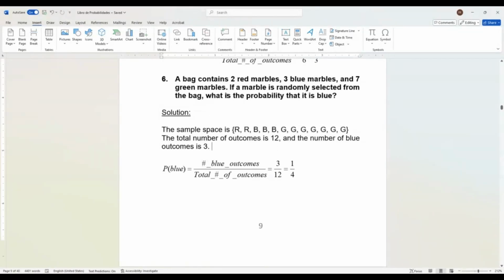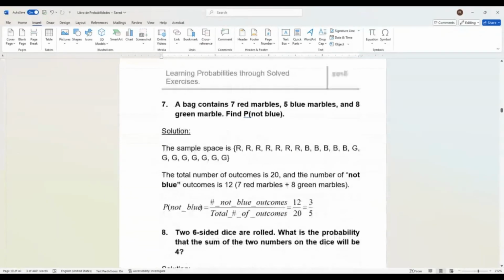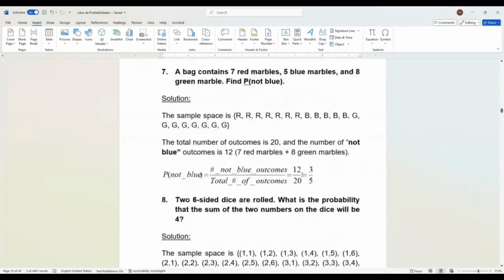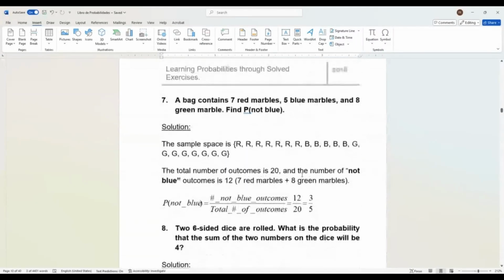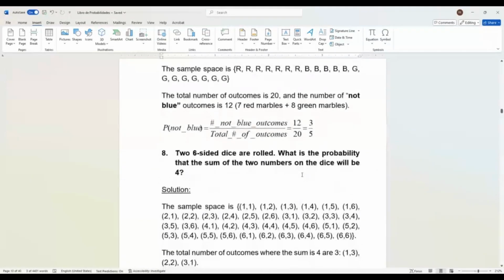Now, what is the probability that the marble that you select is blue? There are only 3 blue out of the 12 marbles you have in that bag. So you can say that the probability of blue is the number of blue outcomes over the total number of outcomes, which is 3 over 12, and is then equal to 1 over 4. Like that, we can have another similar example with marbles. And then look at this one.